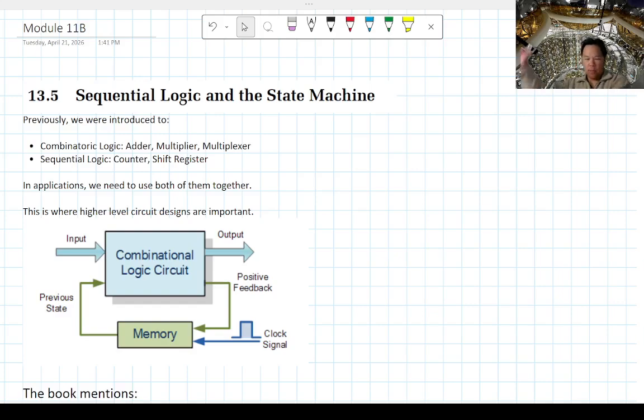Everyone, so we're going to continue our journey through chapter 13 of Steck. So this is based on Steck 13.5. Hopefully you see that here.